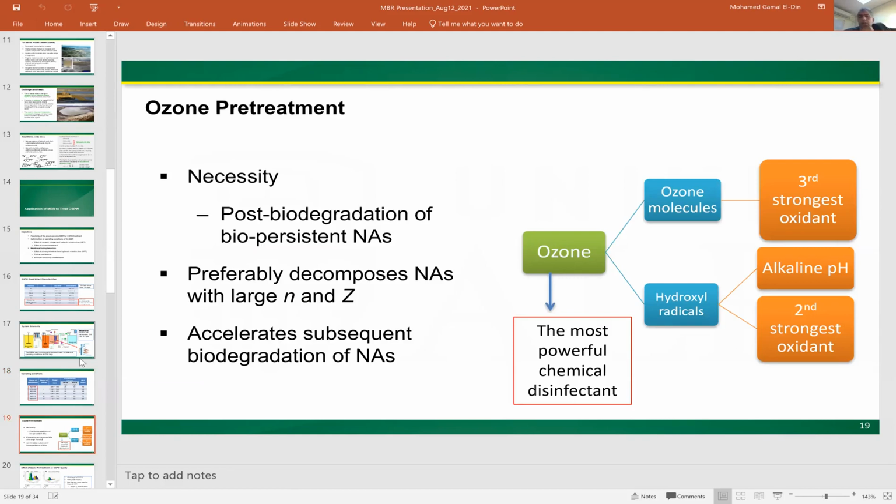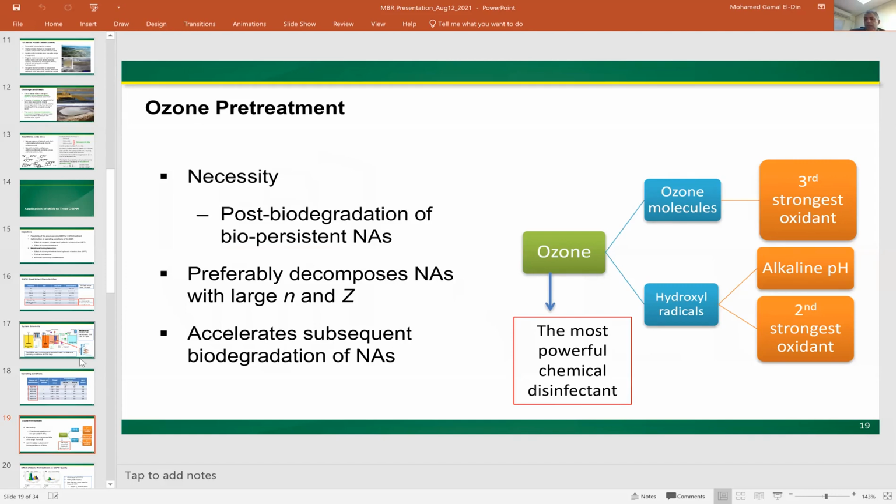Regarding ozone pretreatment, we saw a necessity for it to increase the bioavailability of the organic compounds that are hardly biodegradable, to make them much easier to biodegrade. We wanted to decompose naphthenic acids that have a large number of carbons and a much higher number of rings, or double bond equivalency, into simpler organics that could be easily assimilated by the bacteria or the microorganisms. This would subsequently accelerate the rate of biodegradation of the byproducts and the rest of the hydrocarbons and organics in the process water.